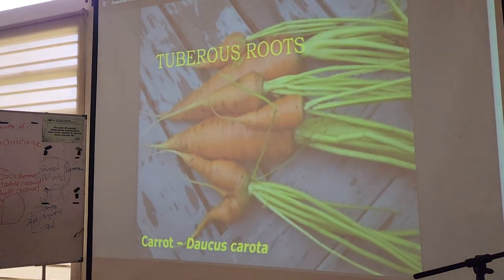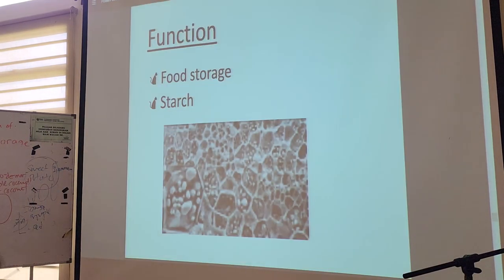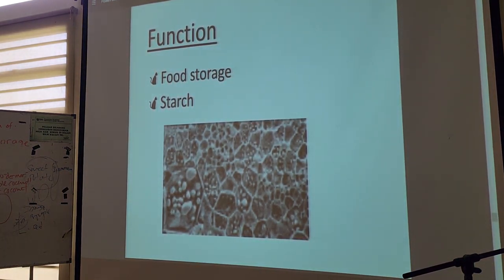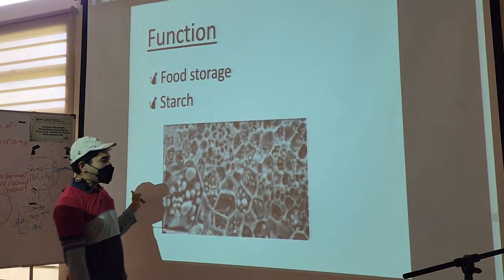Daucus carota. What is the family for Daucus carota? It starts with A. This is the chart that you want to learn, because we don't get to visit the market or botanic garden. What is the family? Apiaceae. Okay. Go on. The function is generally for tuberous root. It's for food storage and the starch. This is actually the picture of starch granules. Original. If it was my picture, it would look so much more beautiful.